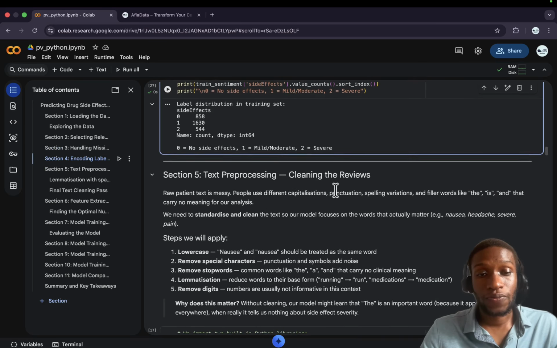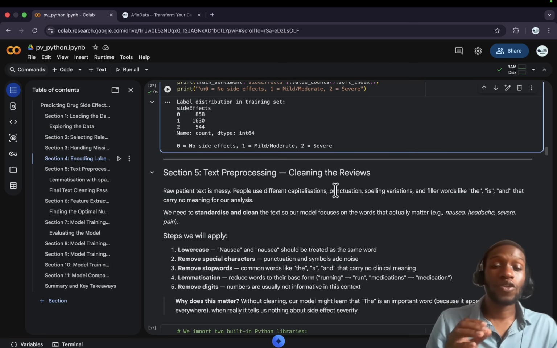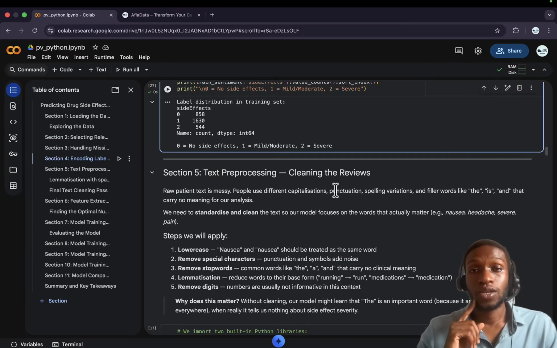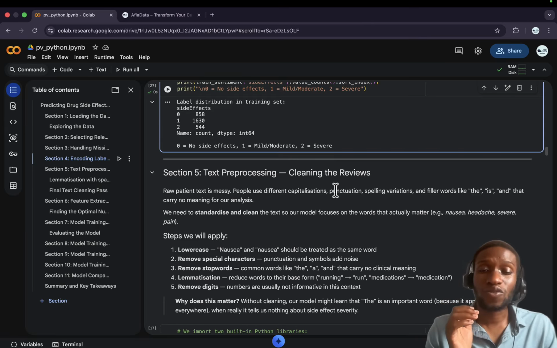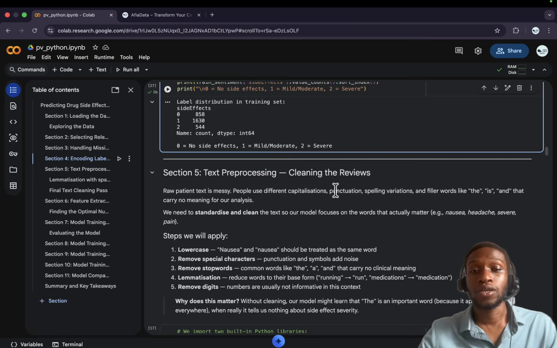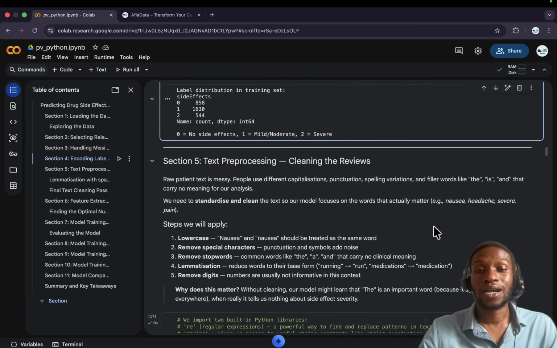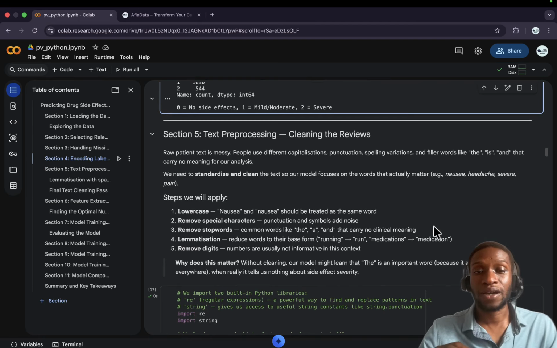Let's continue. The next step after you've done your labeling is to go to your side effects reviews. This part is a little bit of the history of NLP, because back then we needed to prepare the dataset very well for the model to handle. Currently, I think LLMs are doing a much better job of this by doing it under the hood, without you really knowing what's happening.